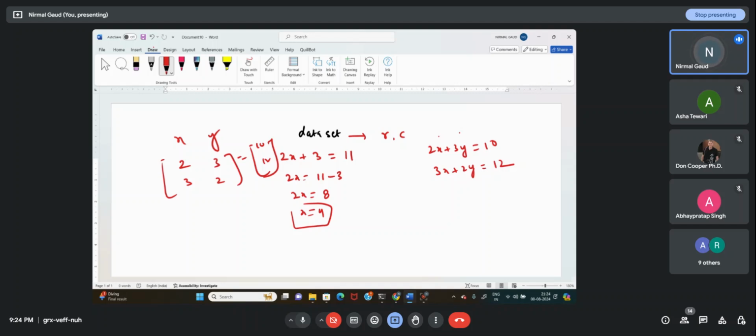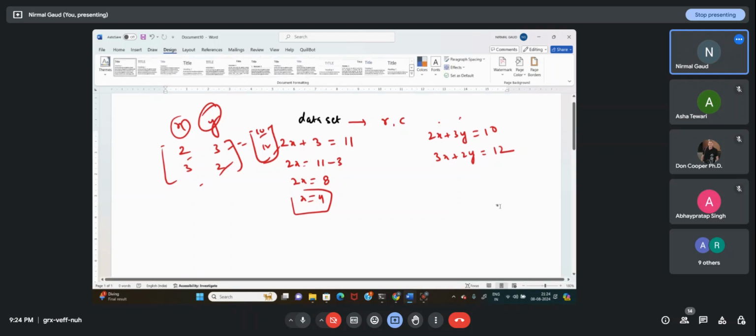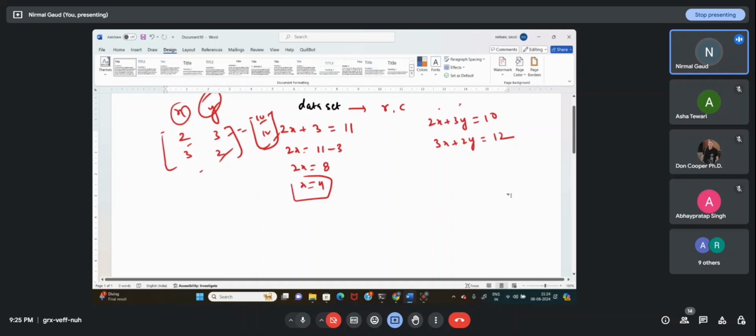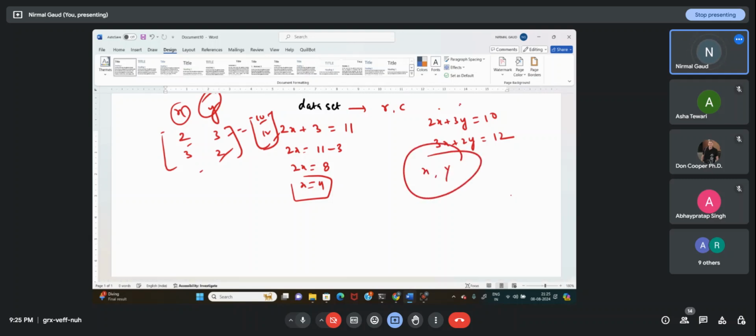Okay, this is how you are writing. And you need to find the value of x and y. So you have organized the coefficients here. These are the outcomes. So for two variables, you require two equations to solve. Okay, so here you will solve, you get some value of x and y.